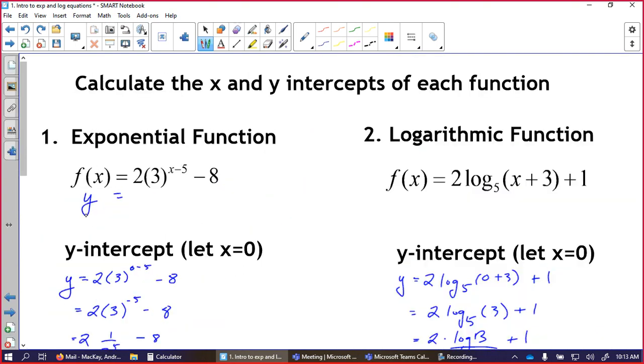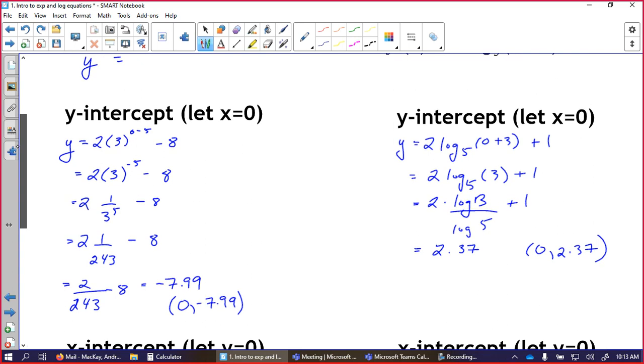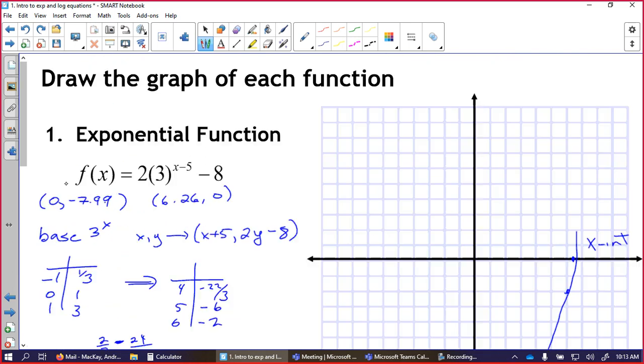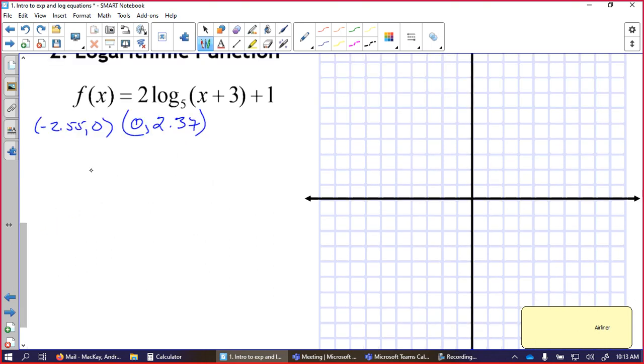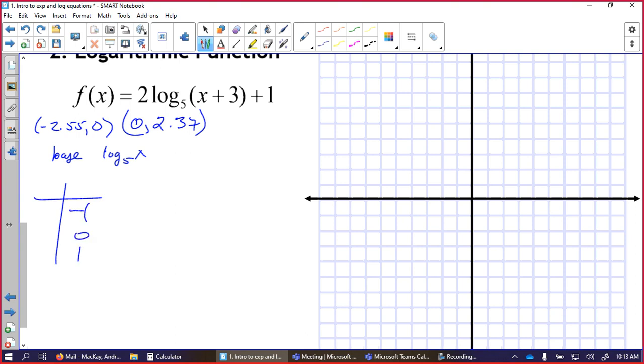No, wrong way. 237 and -2.55. So base is log base 5, but it's a log. We have that part. Everything kind of gets backwards.